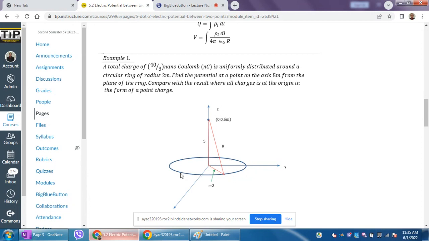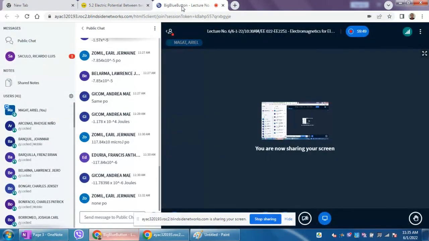O tanong, saan natin i-categorize ang ring? Kakategorize ba natin ang ring sa volume, sa area, or sa line? Chat box please. Yung sing-sing, ito yung bilog. Yan, yung bilog na ito. Saan natin siya i-categorize? Sa volume, sa area, or sa line? Chat box. Chat box please.